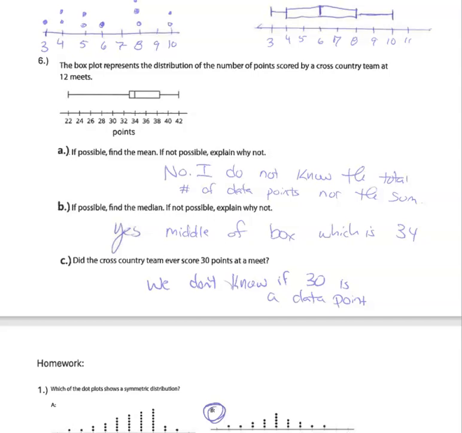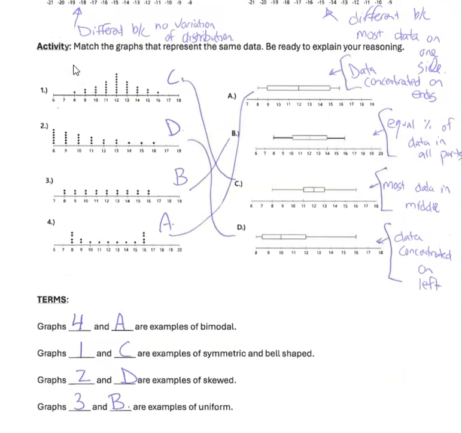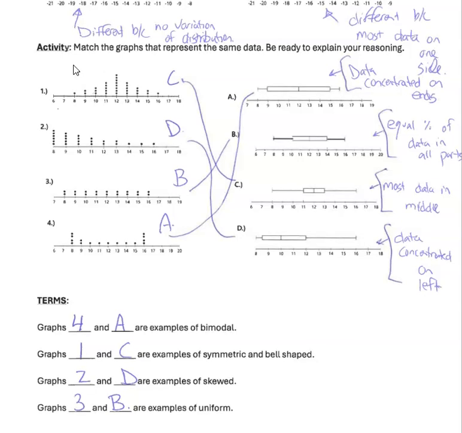All right, hopefully that made sense. Once again, we are coming up with names to represent how the data is spread out. Is it concentrated in the middle? Is it concentrated on one side? Is it concentrated on the left and on the right? Or is it just uniform?